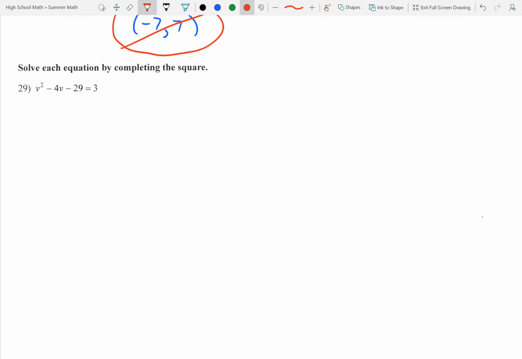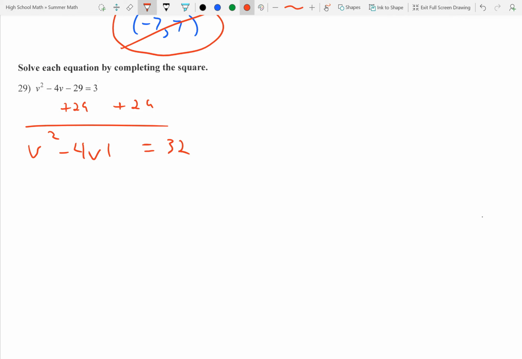Solve by completing the square. Well, when completing the square, the first thing we do is collect our constants on one side and our variables on the other. So in this case, I will add 29 to both sides. When I do, on the left-hand expression, I have v squared minus 4v. And then on the right side, 3 plus 29 is a 32.